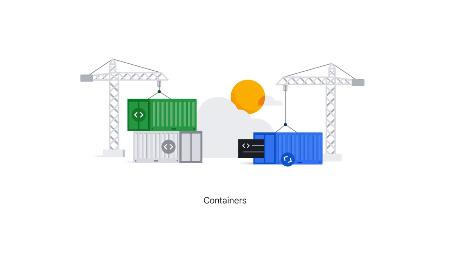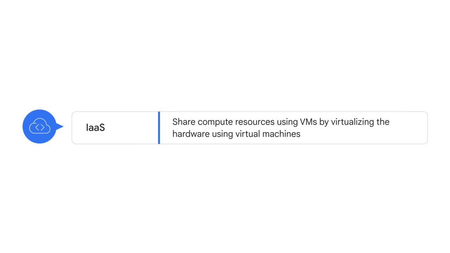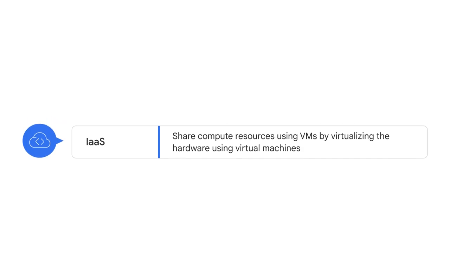In this section of the course, we'll explore containers and help you understand how they are used. Infrastructure as a Service, or IaaS, allows you to share compute resources with other developers by using virtual machines to virtualize the hardware. This lets each developer deploy their own operating system, OS, access the hardware, and build their applications in a self-contained environment with access to RAM, file systems, networking interfaces, etc.